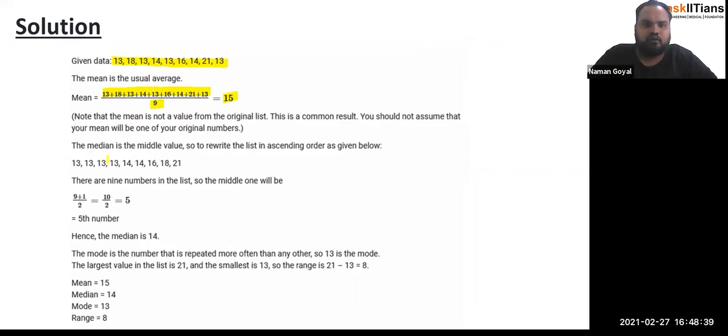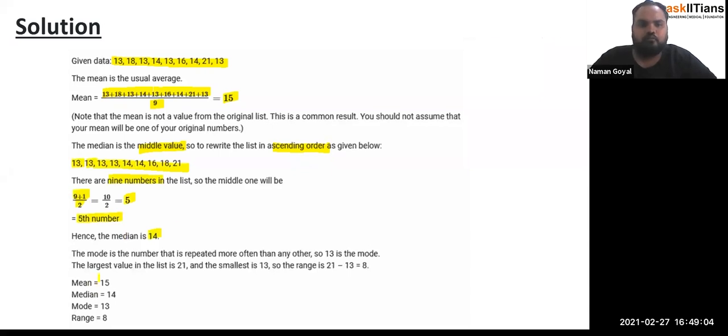Now the median is the middle value. So we have to write the data in ascending order, or if you want, you can write it in descending order. If you see, we can write all of them in ascending order. Now the number of terms is what? 9 numbers in the list. So the middle one is what? (9 plus 1) divided by 2, which is the 5th term. So the 5th number is the median, so 14 is the median, right?